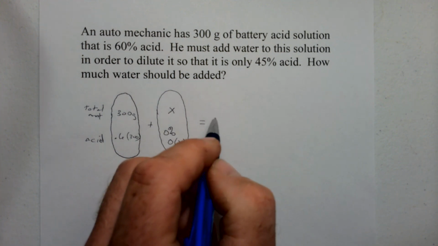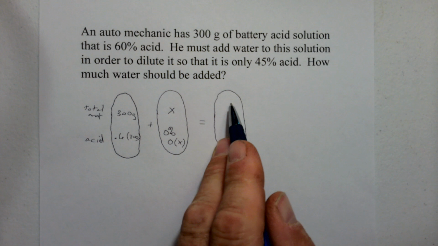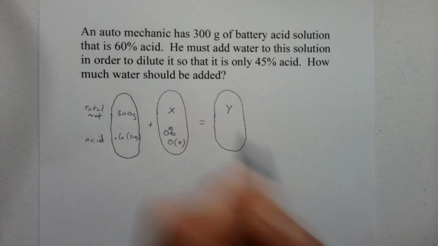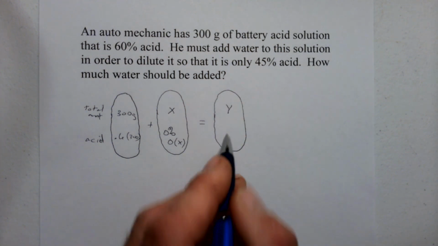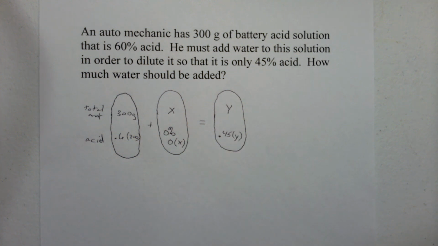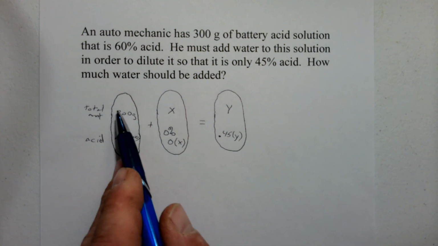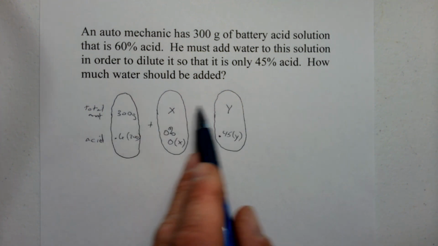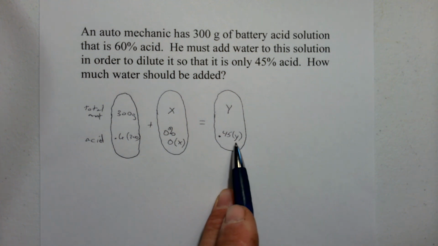And that's going to equal our new solution. Well, how much solution do we have? We don't know. So that's going to be Y. But we want it to be 45% acidic. So we want 45% of Y to be our acid. So now we have kind of two equations. We have our top, which is our total amount of solution that we have, and we have the amount of acid that we have in our solution.